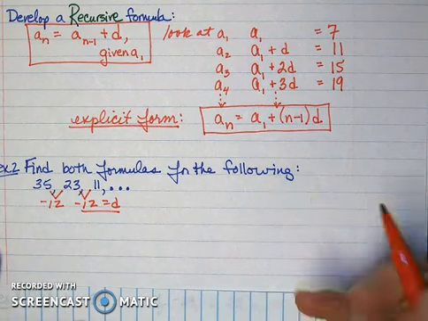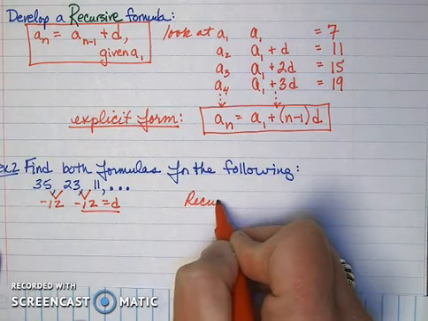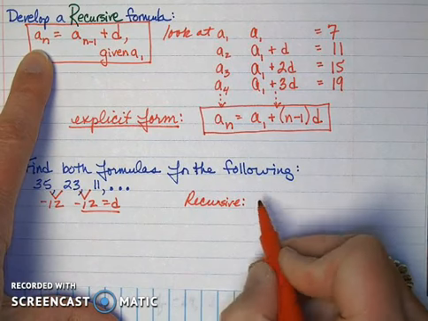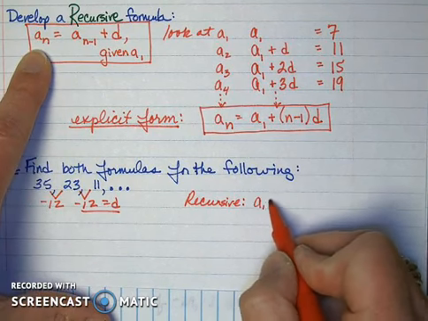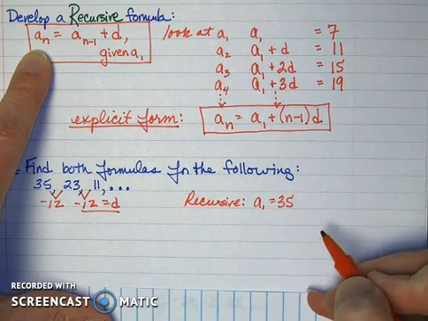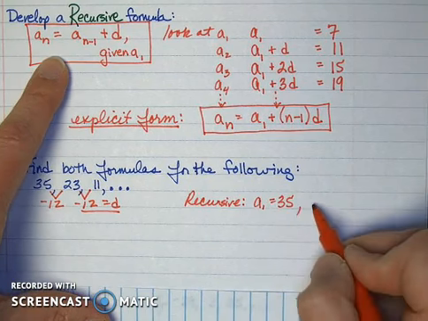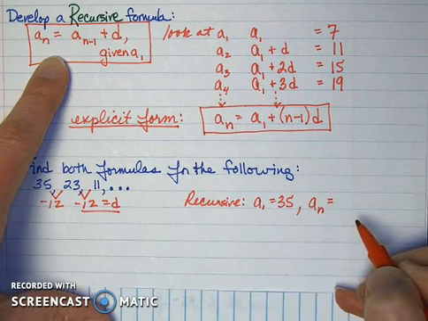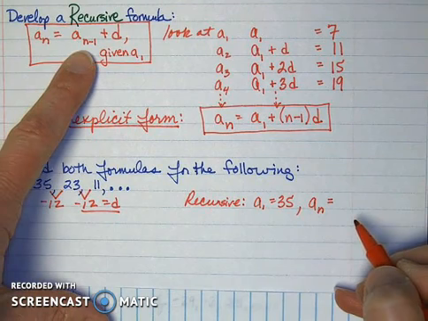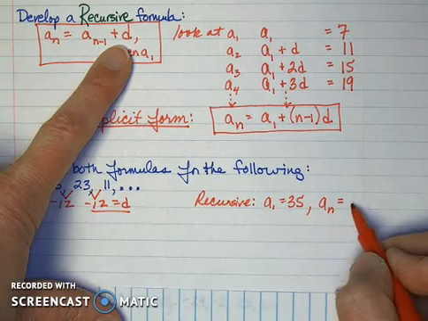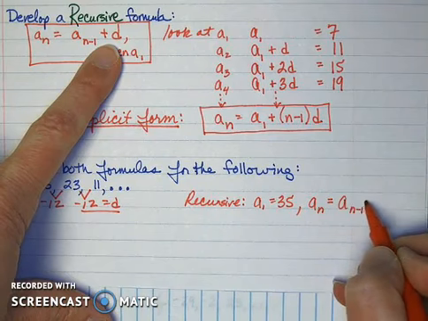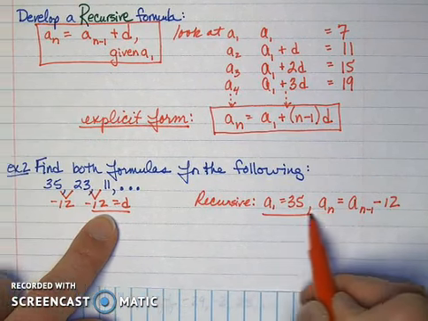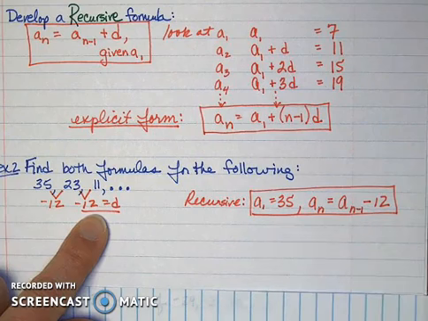If I do the recursive, right here, if I understand that the first term is 35, I need to have that stated, then the recursive formula is just a sub n equals the previous term minus or plus the difference. So we're going to say a sub n equals a sub n minus 1 minus 12. We're just going to put our difference in there. And that is the recursive formula. Now let's find the explicit.